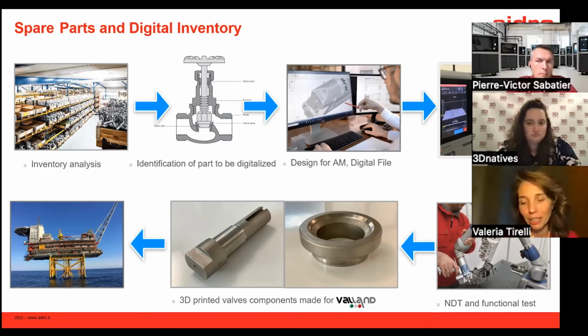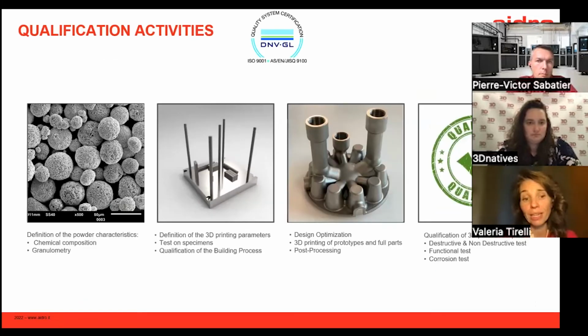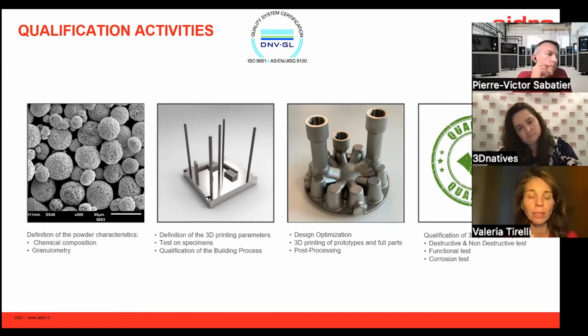But in the next slide, you will see that to do all of this, it's really necessary to have a qualified process. So we started a few years ago to implement our quality systems to include additive manufacturing in the qualification process, starting from the raw material, which is now metal powder, then the printing of coupons, the testing of the design and the physical parts, and then we can reach qualified parts that can be installed also in critical applications.